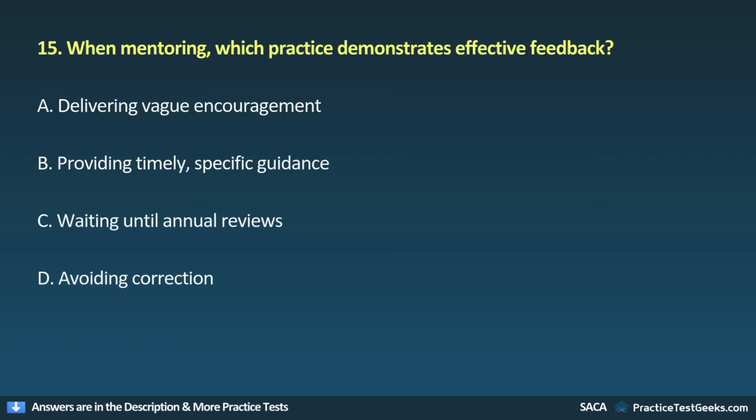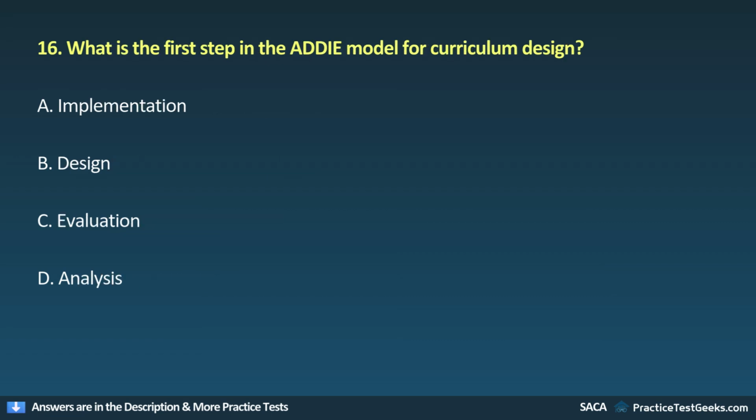15. When mentoring, which practice demonstrates effective feedback? A. Delivering vague encouragement. B. Providing timely, specific guidance. C. Waiting until annual reviews. D. Avoiding correction.